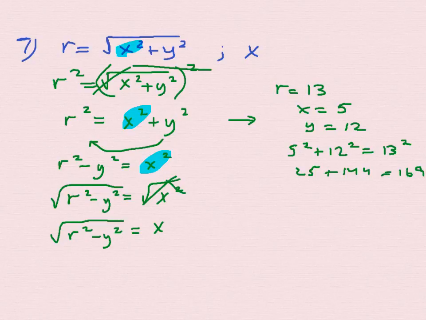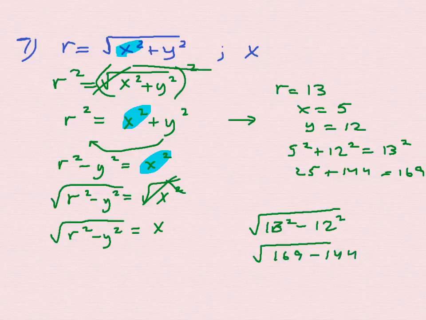To solve for x, if you knew r was 13 and you knew y was 12, just as a proof, let's change that to 13 squared minus 12 squared. You can't cancel the square and the square because your answer would not equal... 169 minus 144, which would equal 25, which would equal 5. If you took the square root of 25, you get a 5.